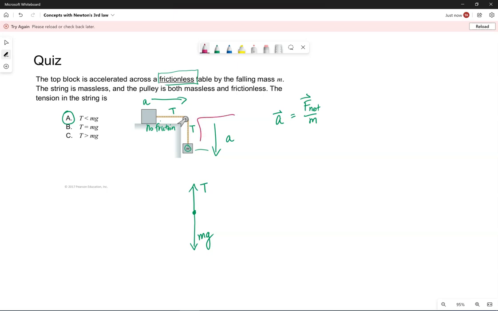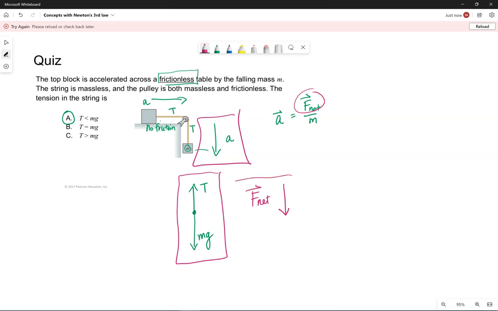But we also know this system is going to accelerate such that the hanging mass will accelerate downwards. But again, it's the net force that is causing that. So if the acceleration is downwards, then the net force is down. The only two forces acting on that hanging box are tension up and mg down. The only way to add those two force vectors together to get the overall net force pointing down is if mg, the downward force, is bigger than tension, the upward force.